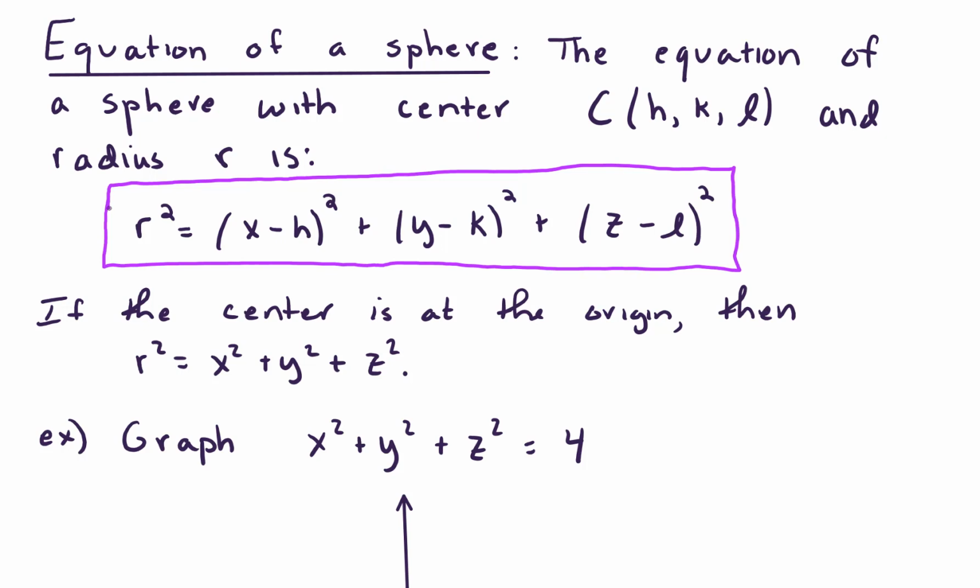And then if the center is at the origin, we've got r squared equals x squared plus y squared plus z squared. So those two equations we actually will be using quite a bit in our course. So let's take a moment to do an example.